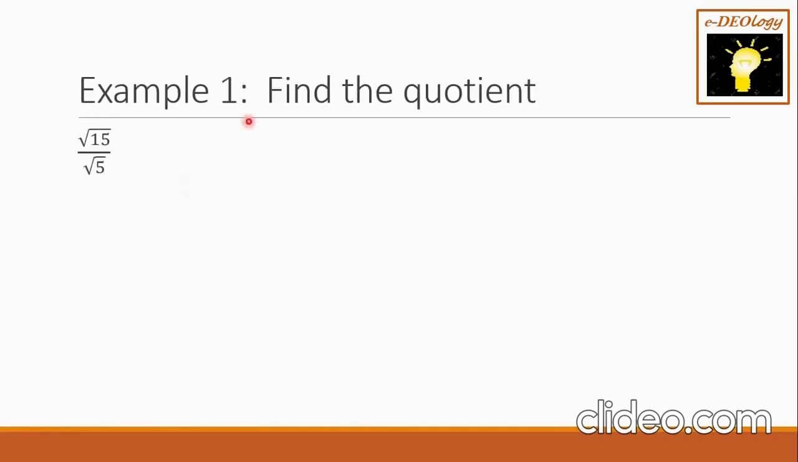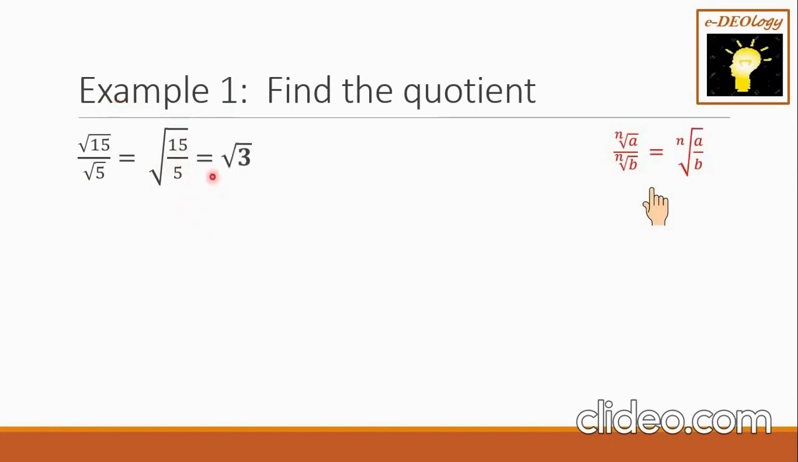Let's have some examples. Let us consider example 1. Square root of 15 over square root of 5. Obviously, our index are the same, so we can solve this problem using our quotient property. So this is equal to the big square root, and the fraction inside is 15 over 5. So we can now divide the 15 by 5. So the answer is the square root of 3.